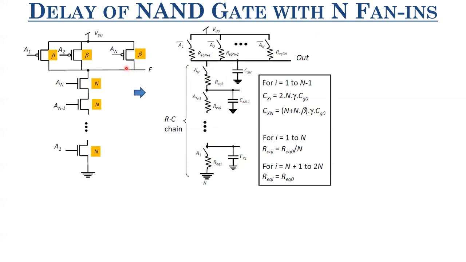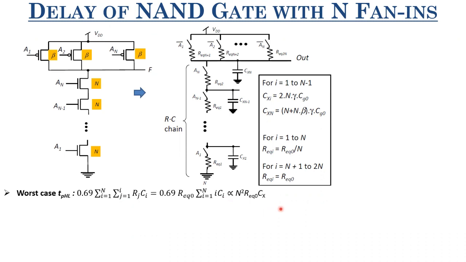So what is the worst case tPHL? Because that is what is more interesting. Just apply your Elmore delay method. Going from R equivalent to CX1, the effective time constant would be R equivalent CX1, plus R equivalent 2 CX2, dot dot dot, plus R equivalent of n times CXn. If you do that analysis, you'll find that it equals 0.69 R equivalent 0, summation i equals 1 to n of i times Ci. The summation of i Ci will be proportional to n squared R equivalent 0 CX.